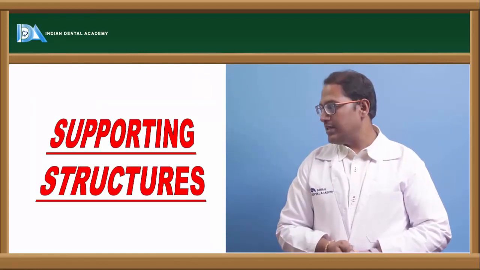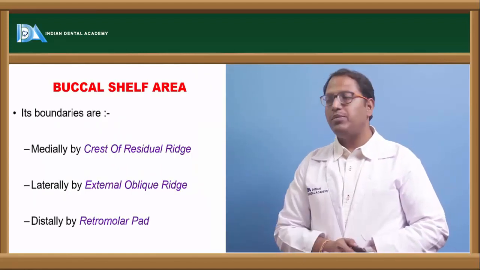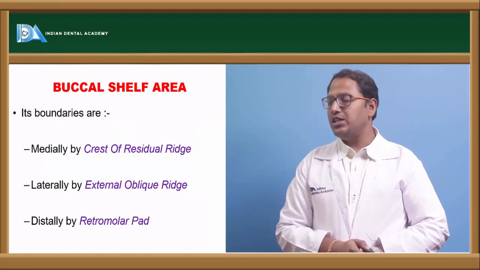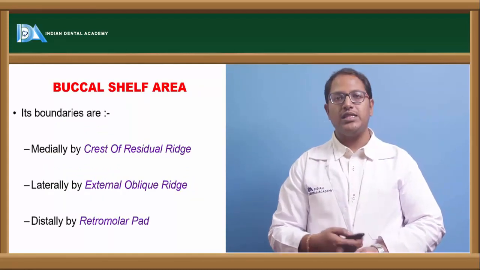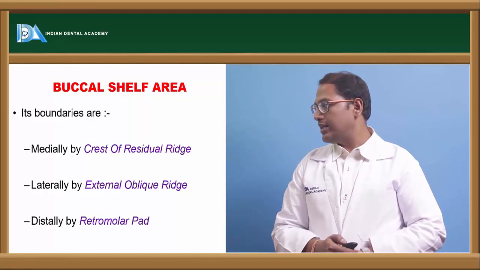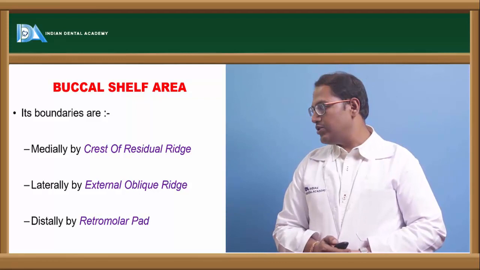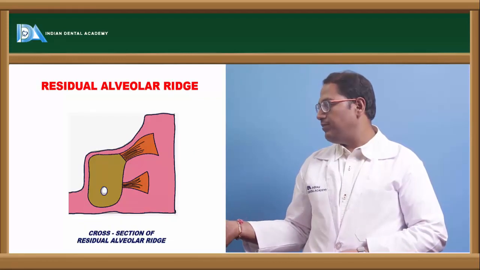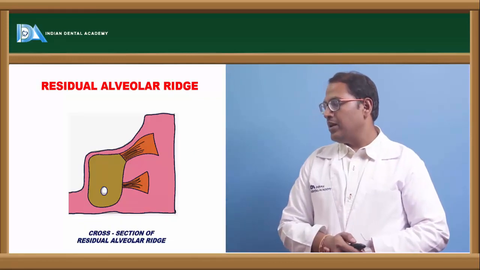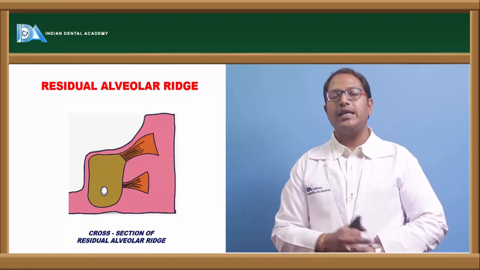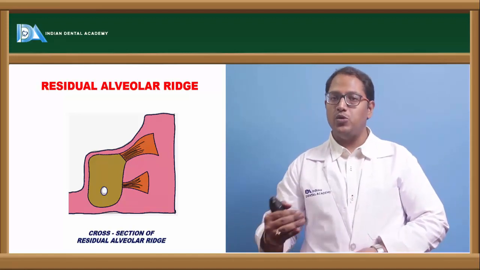Now let's see one by one supporting structures. The buccal shelf area. Now the buccal shelf area is the area which is lined medially by the crest of the residual ridge, laterally by external oblique ridge and distally by retromolar pad. So this is that area which is on the lateral sides of the mandible posteriorly.